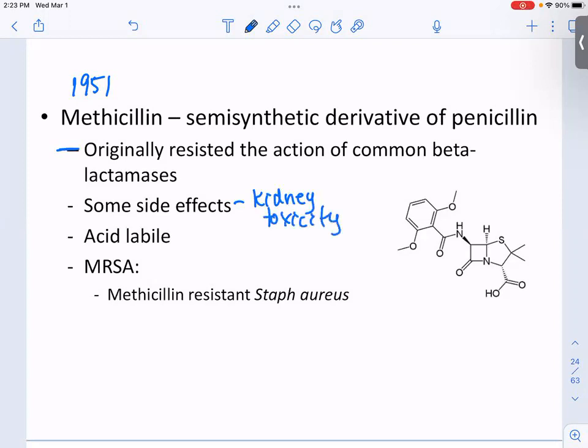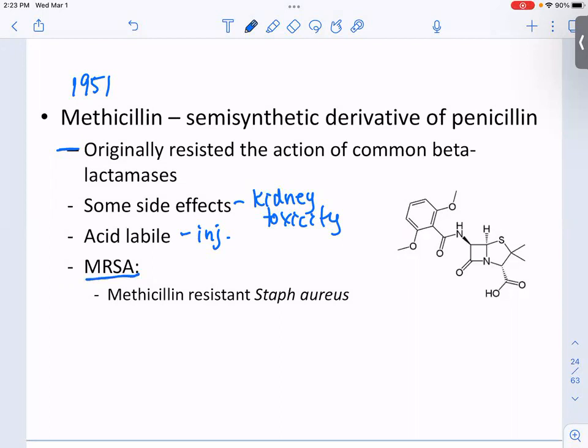That's kind of one of the more common problems with taking antibiotics. It was acid labile, so again, that means that it had to be injected. But the main reason that I bring it up is because we have this infection now, and this showed up soon after methicillin came out, and that's why they named it MRSA.